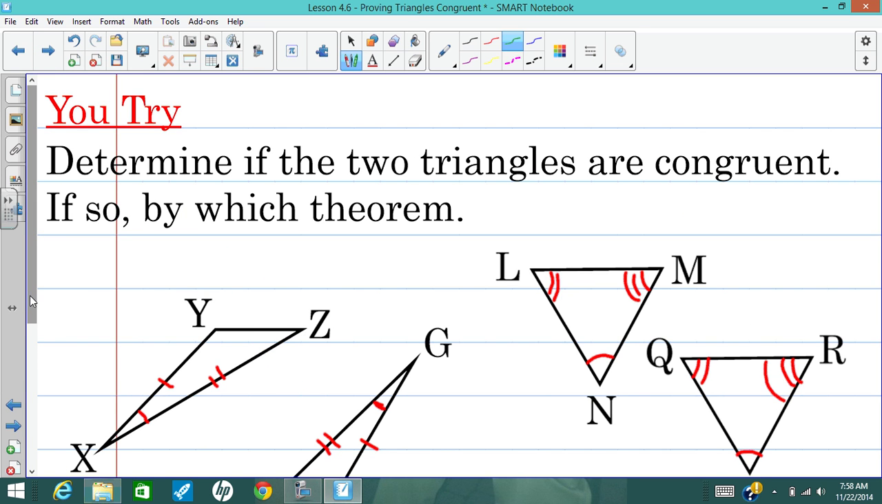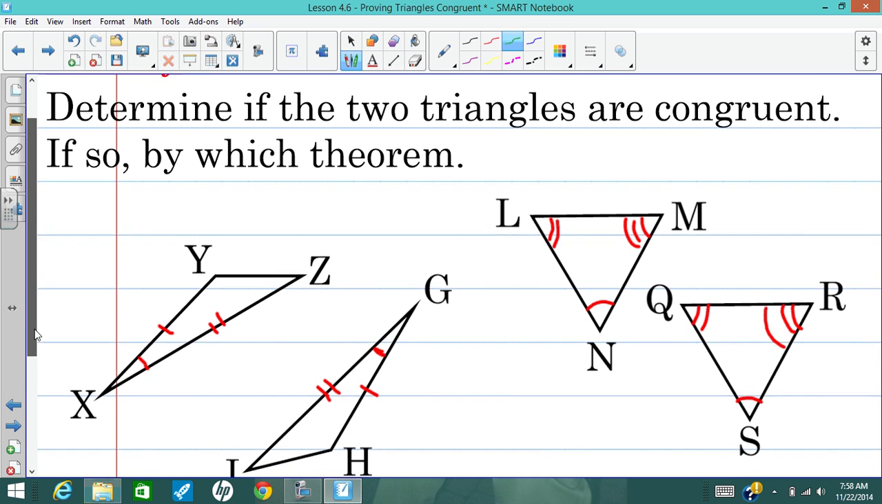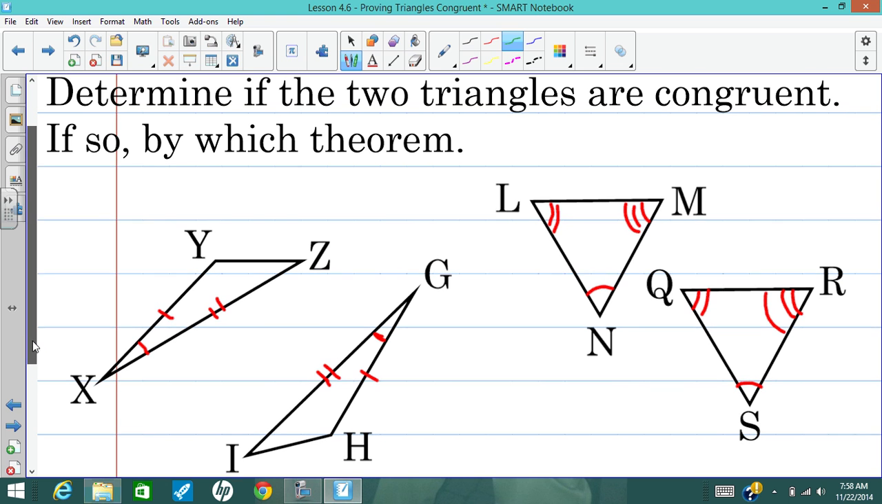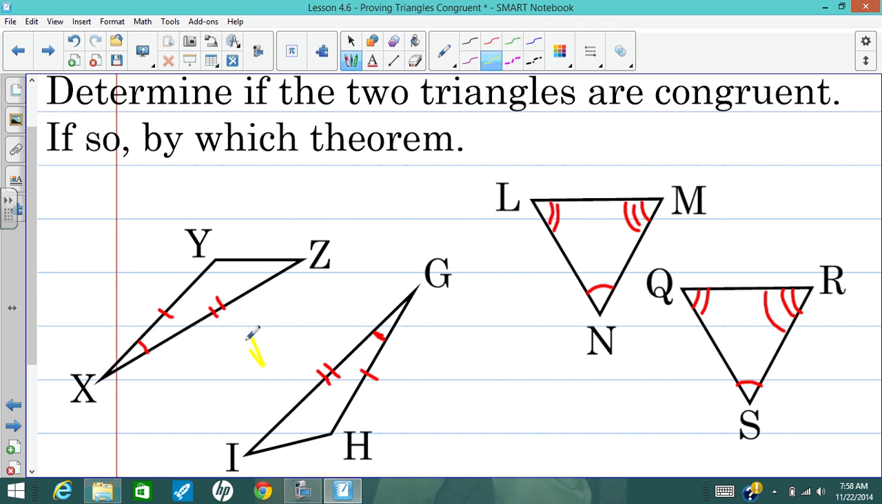To do the same thing here, try these two examples. Determine if the two triangles are congruent to each other. So again, these two guys and these two guys. And if they are, tell me by which theorem. And if they're not, you should write a little explanation to yourself of why you think they are not congruent.